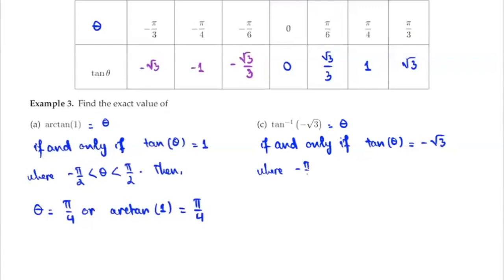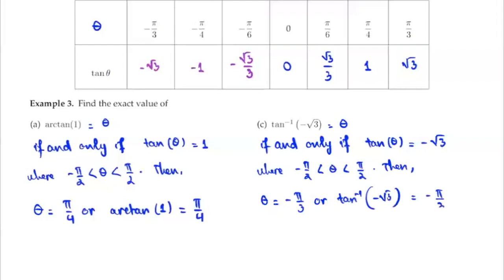Theta is restricted between negative pi over 2 and pi over 2, but does not include the endpoints. Then tangent of theta is equal to negative root 3, so the corresponding angle should be negative pi over 3. Or inverse tangent of negative root 3 should be negative pi over 3.